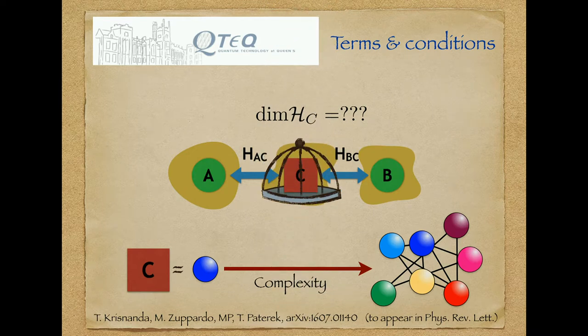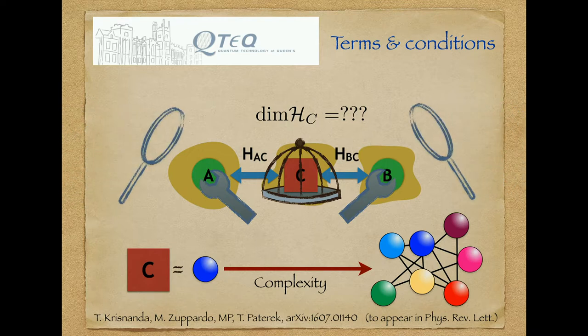And yes, I want C to be completely inaccessible, so it's in a cage, I don't touch it, I'm not going to do anything on it, while I allow myself the luxury and the freedom to do anything I want on A and B, including the possibility of performing arbitrary measurements on them, and reconstruct the state of A and B fully.